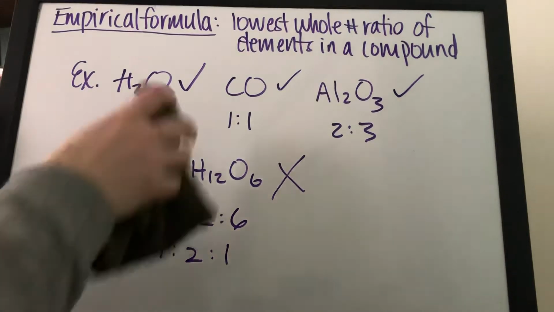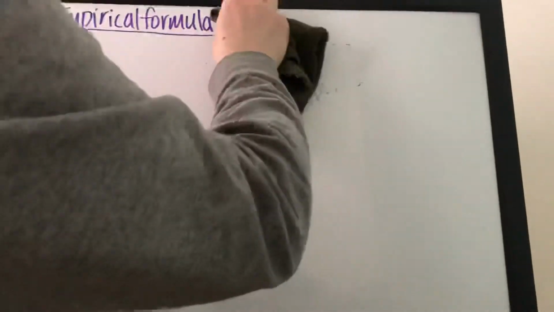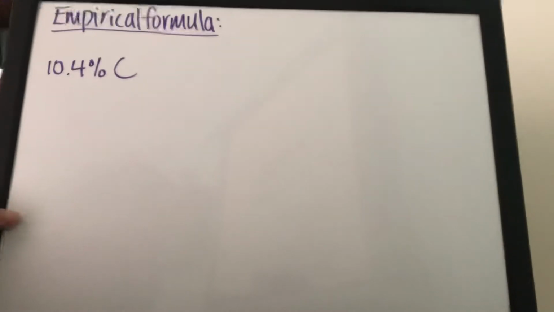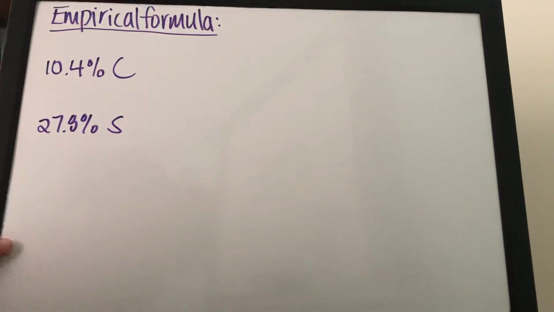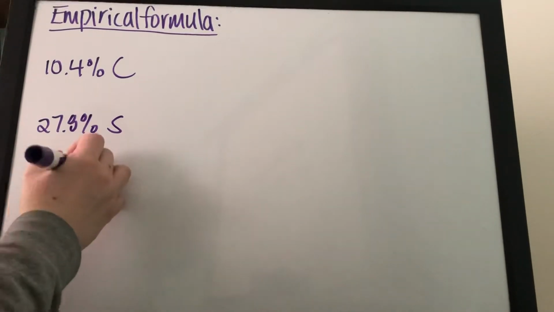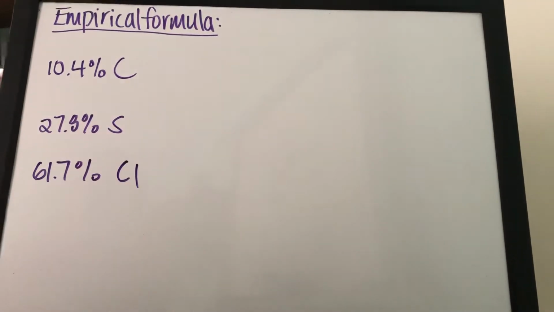It's pretty easy. Calculating empirical formulas, though, is a little bit trickier. It's just a series of steps, and so we'll solve probably 2 of them. Most of the time when you encounter an empirical formula problem, it's given in percentages. So you'll see something like this: calculate the empirical formula of a substance that's 10.4% carbon, 27.8% sulfur, and 61.7% chlorine.